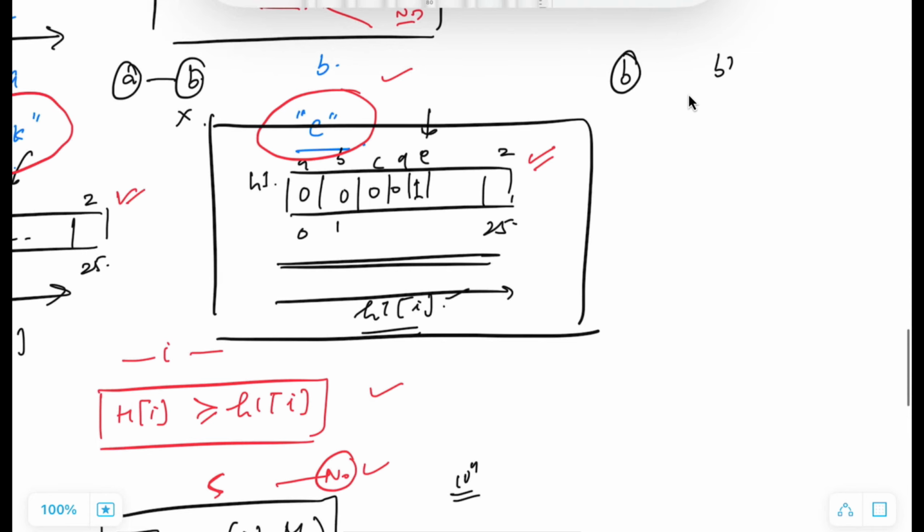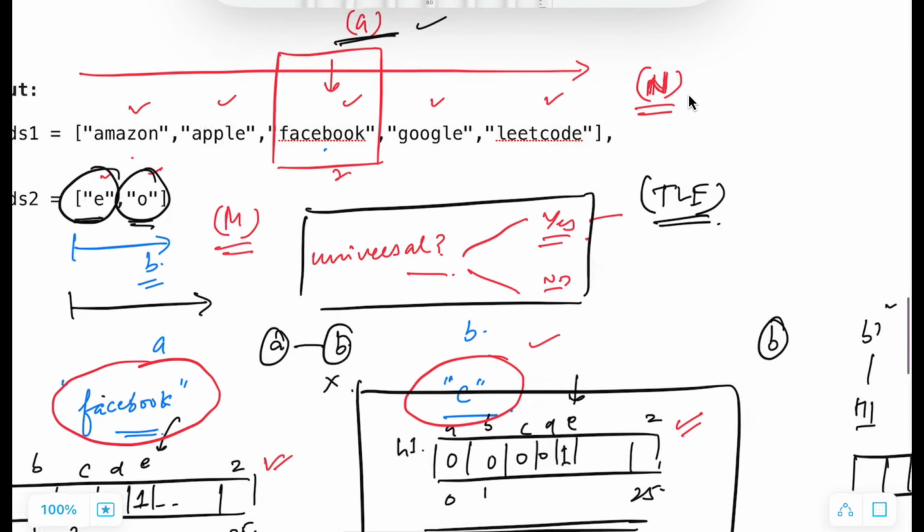For B1, let's say we have H1. For B2 we have H2. For B3 string we have H3 hash. Why don't we just combine all the hash functions for every B string? How can we combine? We just need to see whether every single string is inside this A.